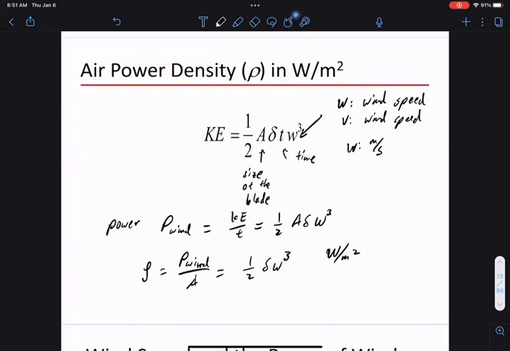Again, the thing to note is that it scales with the cube of the speed. So the energy, the power, the power density all scale with the cube of speed. Any questions about this calculation?